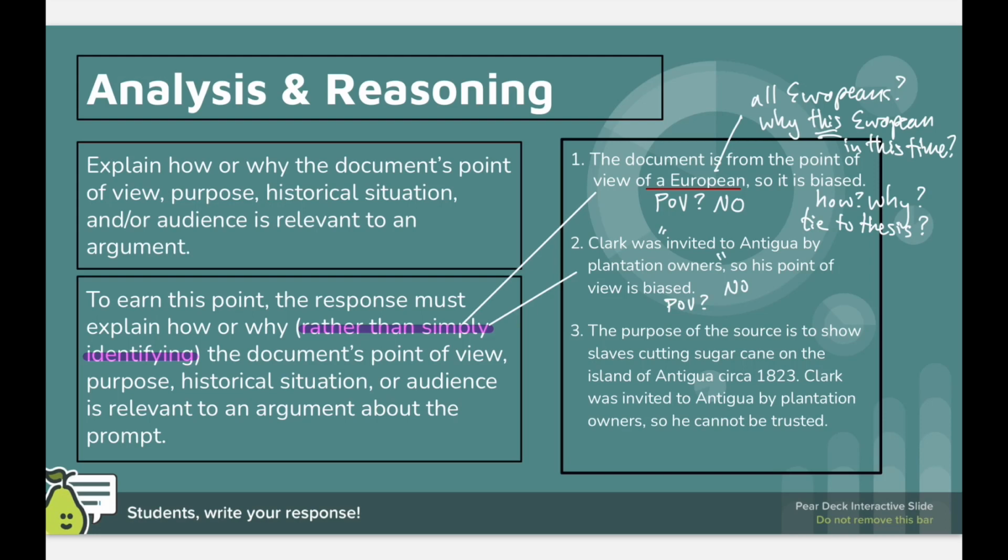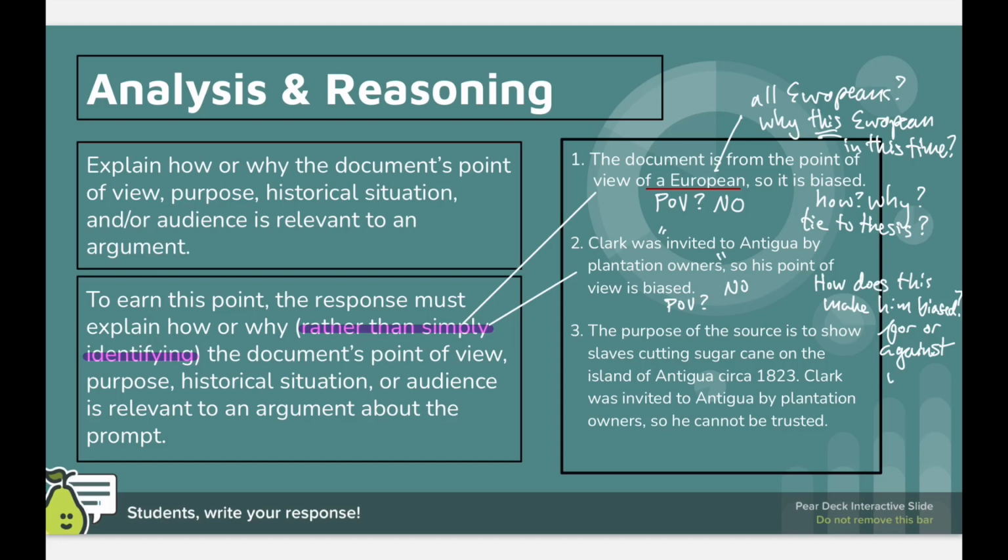It says Clark is biased because he was invited by plantation owners. But how does him being invited by plantation owners make him biased? Okay, explain how or why. You can't just say they are biased because European. They are biased because they were paid by blah, blah, blah. Okay, go into more detail about that.